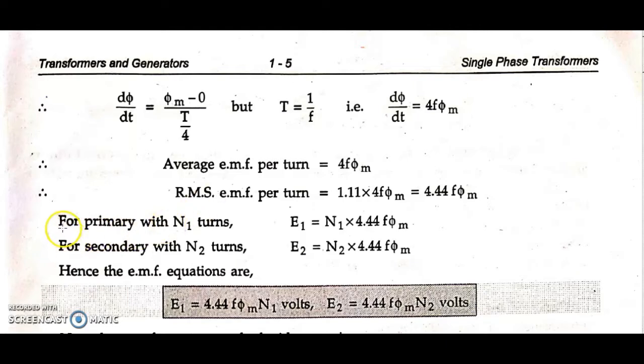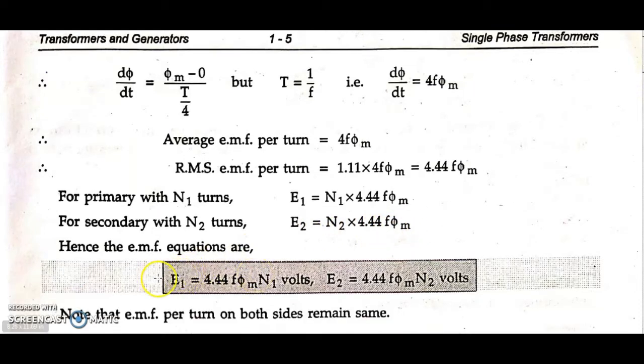So if I want to write the RMS EMF value with all N1 turns with respect to the primary, then the above equation will be what? It is E1 equal to N1 times 4.44 f Φm. Okay, just multiply N1 to the existing equation. Similarly, if you want to calculate the EMF for the secondary, then just multiply N2 to this. So E2 will be equal to N2 times 4.44 f Φm.